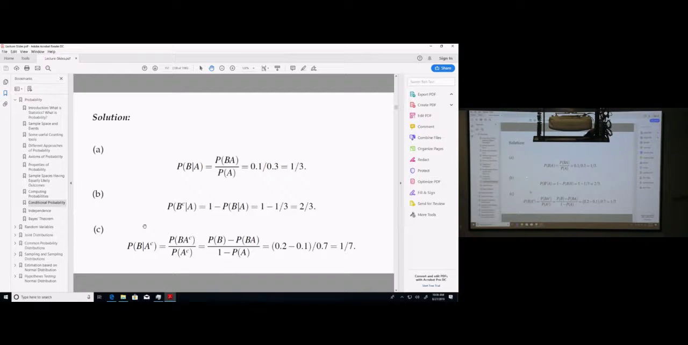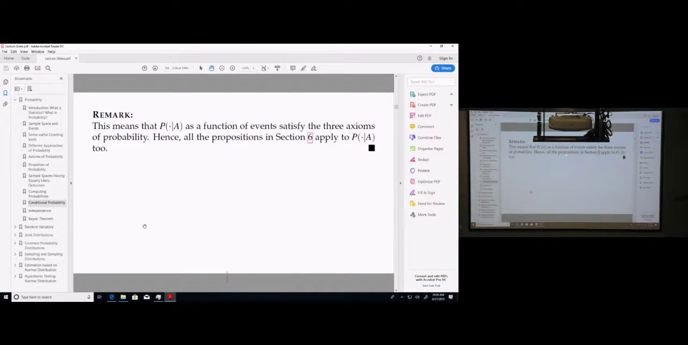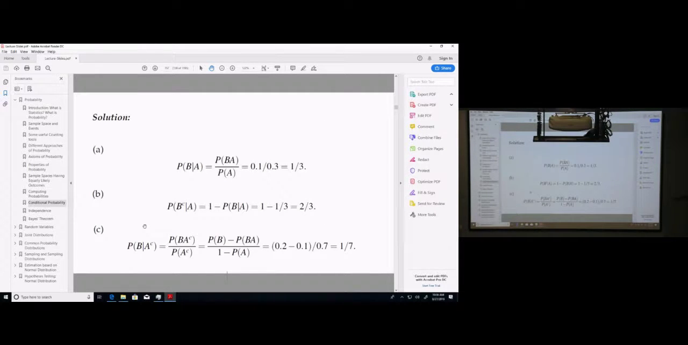Now, this is just one method. The method here is actually a reflection of the remark from 2 slides before. Here, all the propositions in section 6 apply. So I'm looking at the conditional probability of the opposite of B. It would be 1 minus the probability of the thing, and of course in the context of the conditional probability. So I have this, and I can recycle the result in part A, which is 1/3. And so I have 2/3 here.